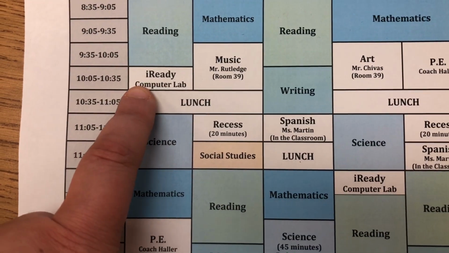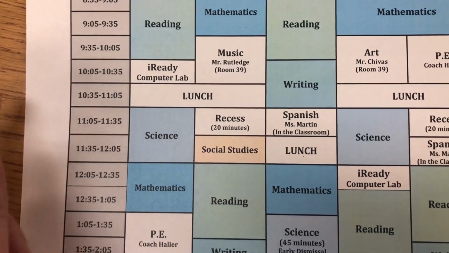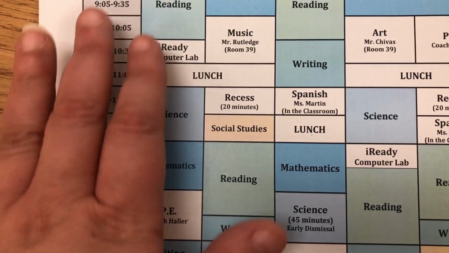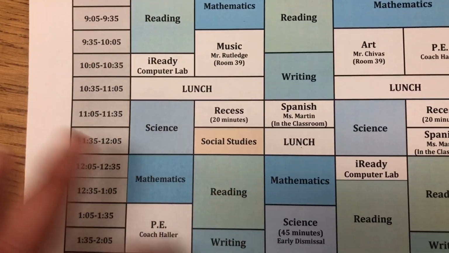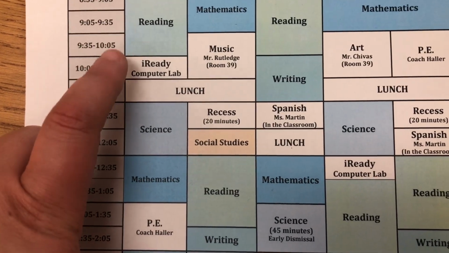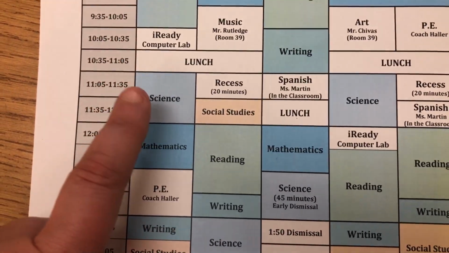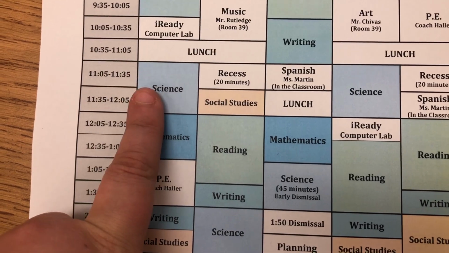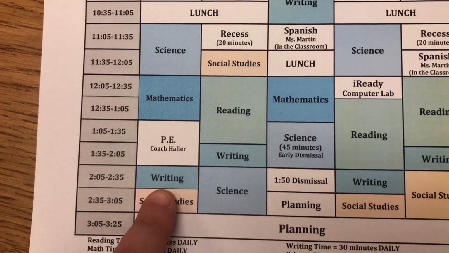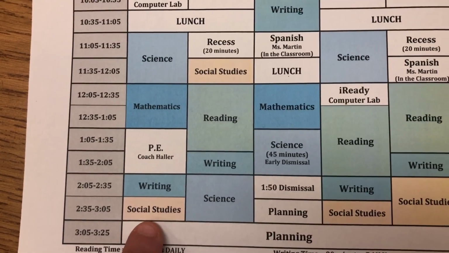So I used to have the writing here with the reading, but it's okay. Writing has to happen every day, but it doesn't necessarily have to happen right around reading, even though we do it together. But for the purpose of the schedule, this is how I put it. So reading, we go to the computer lab. Then after lunch, instead of recess, now we have an hour of science, math, then they go to PE. Then we have writing after PE, and we end Monday with social studies.